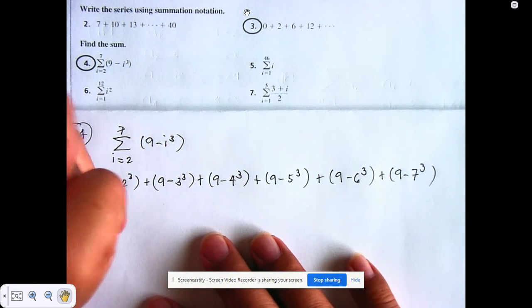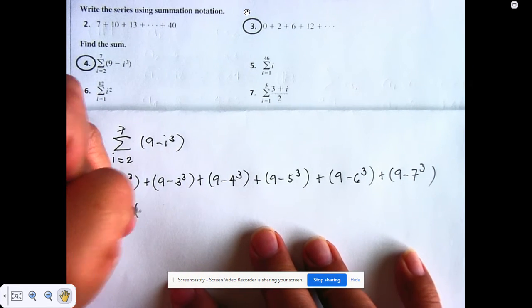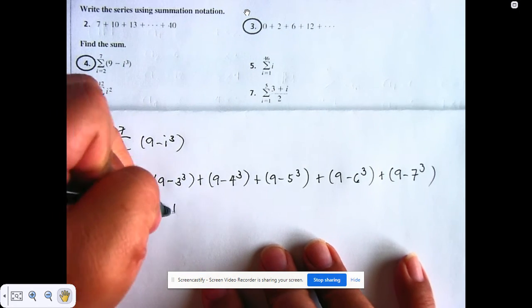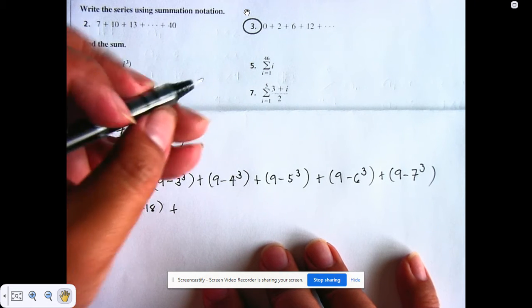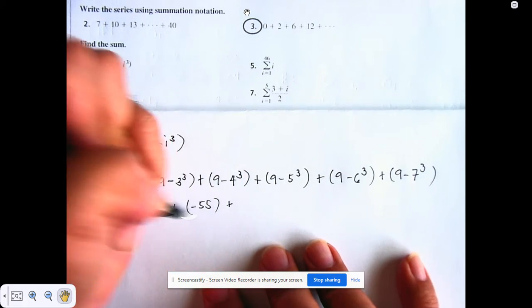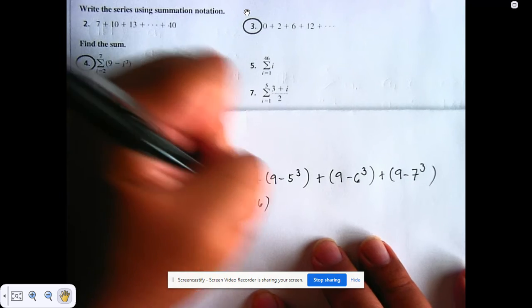Okay, then I'm gonna add them all up. So use a calculator for this. So what I'm gonna have would be negative 80 for this one. For this one would be 64, and my 9 minus 64, negative 55. Okay, and this is 9 minus 125, so that's going to be negative 116.